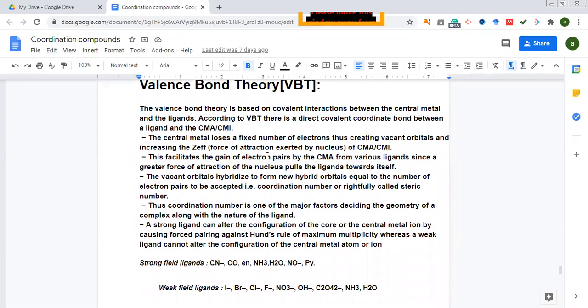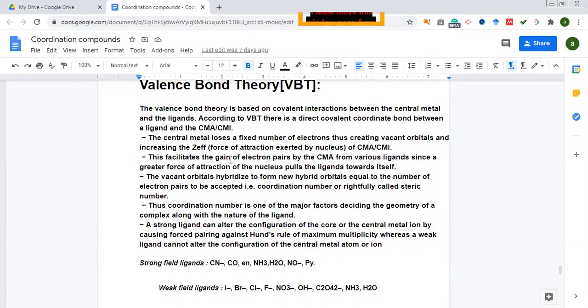Okay, good morning everyone. In the last class we discussed the postulates of valence bond theory. Let me recall the postulates once again. This valence bond theory was proposed by Holmes, and according to this theory, a covalent bond is present between the central metal atom or ion and ligands. Up to now, before this valence bond theory, we assumed that a coordinate covalent bond is present between the central metal atom or ion and the ligand.